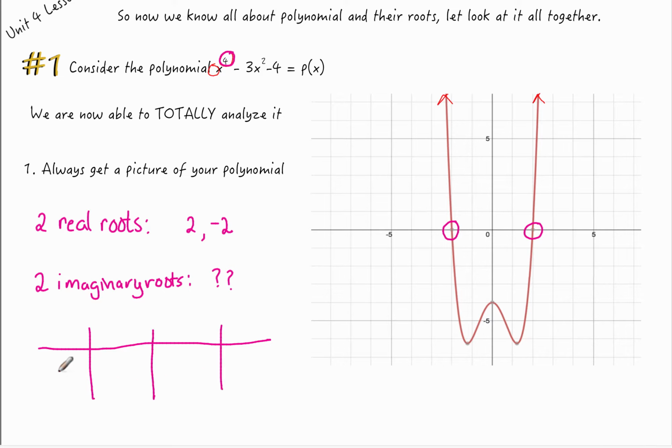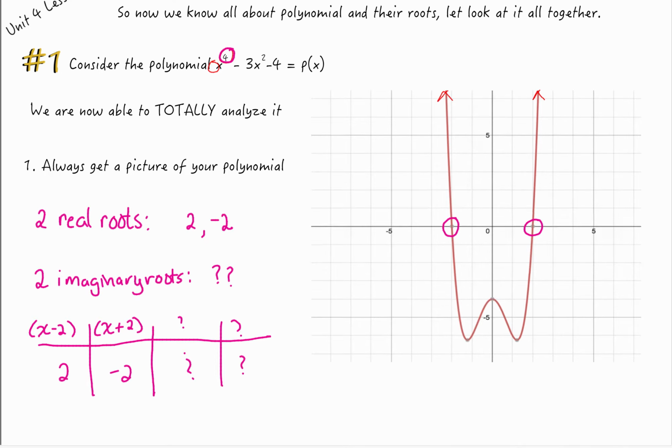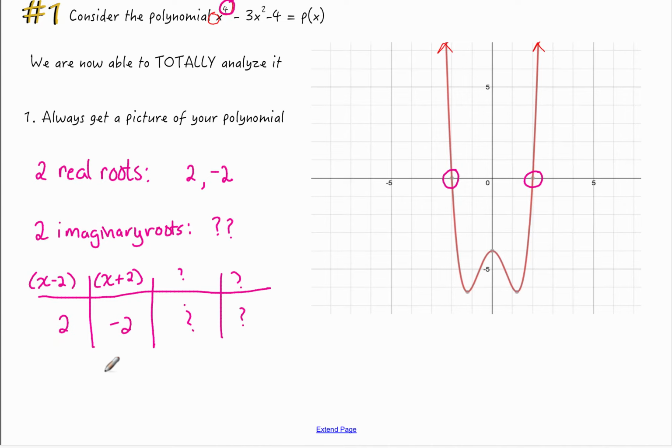So we know if we have 2, it came from x minus 2. And if we have -2 as a root, it came from x plus 2. So then what do we have here? Well, we have to revisit our factoring. That's right. So we know x minus 2 times x plus 2 is x squared minus 4 times something gets me x to the fourth minus 3x squared minus 4.